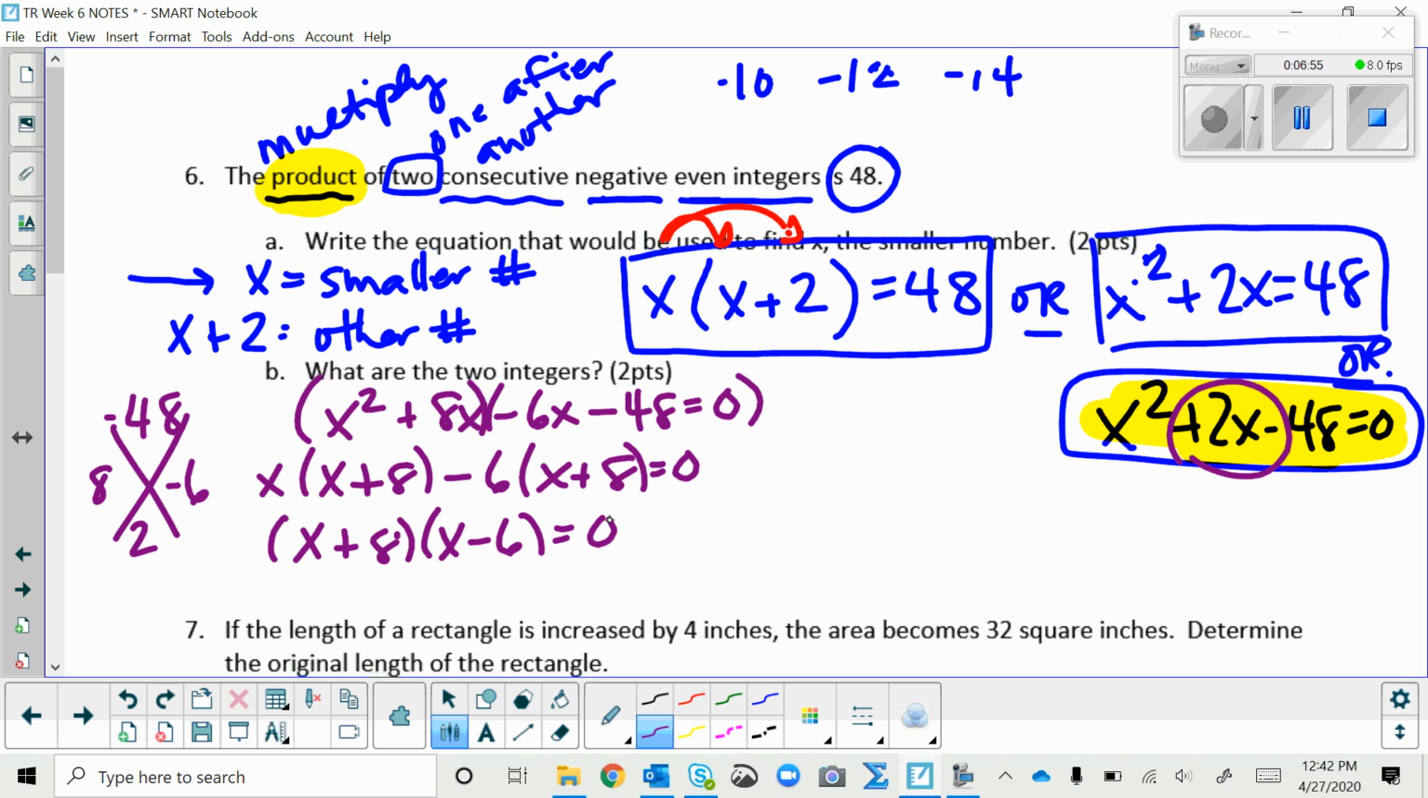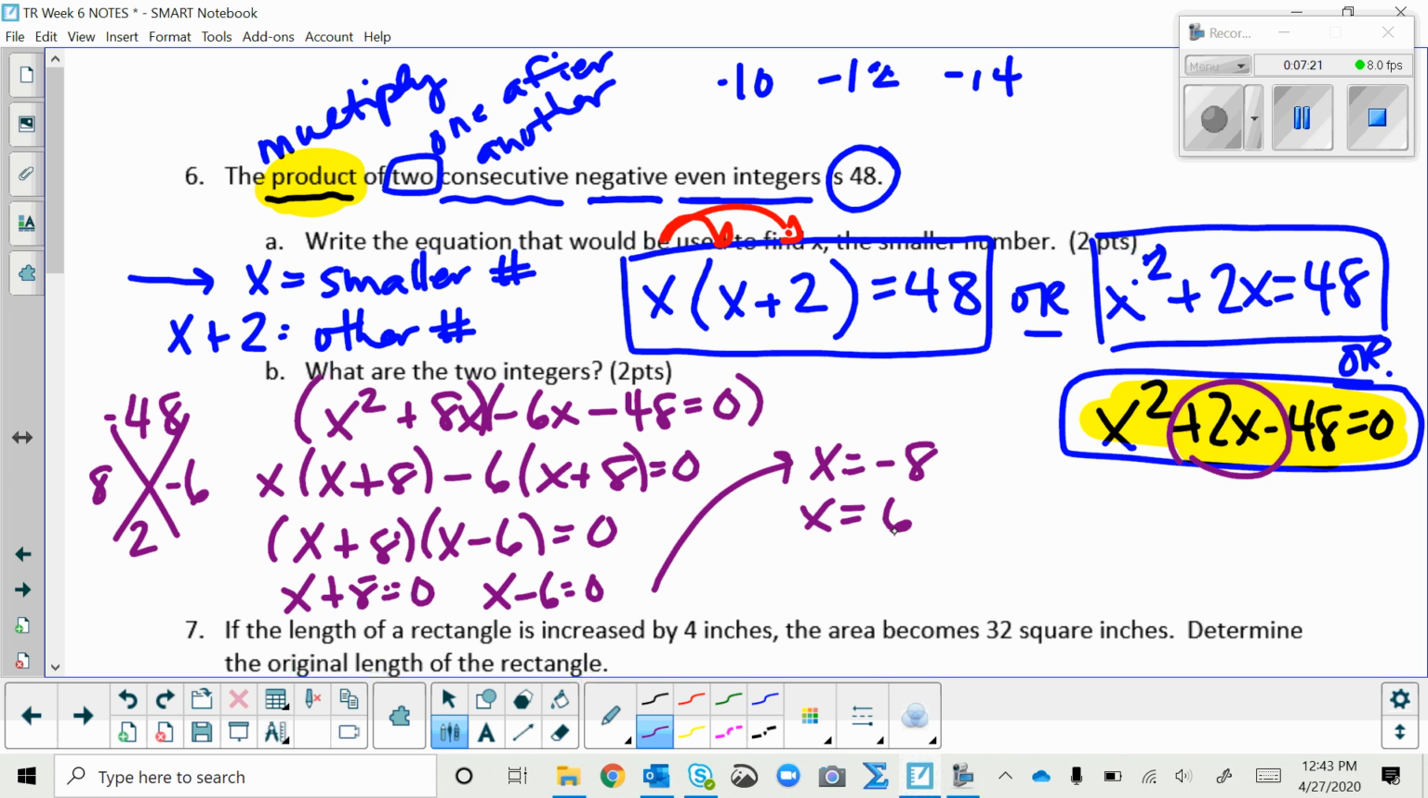And now that I have two factors equal to 0, I break them up and set them equal to 0 separately. And solve those, and I get x equals negative 8 and x equals 6. One of those cannot be the answer. I want you to pause and think about which one cannot be.